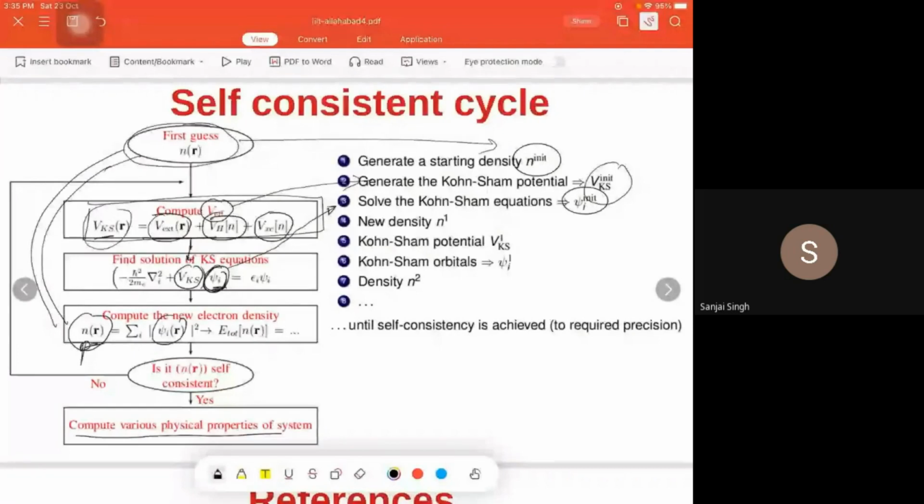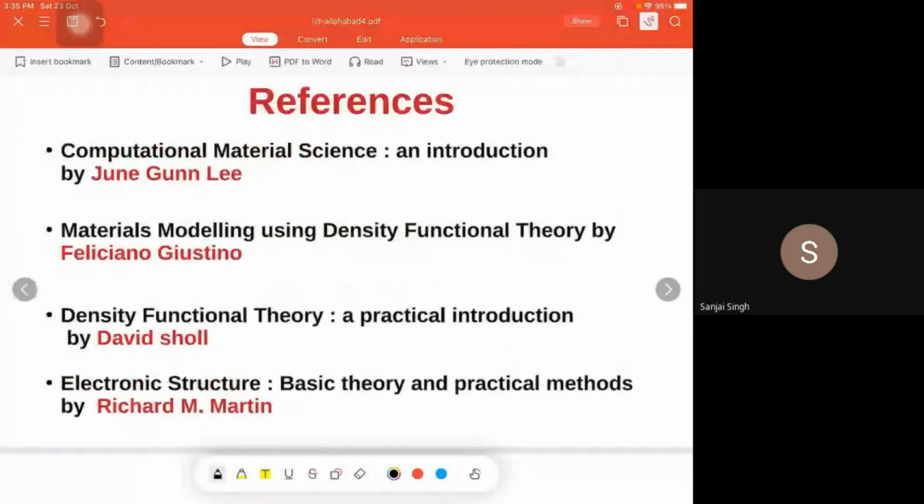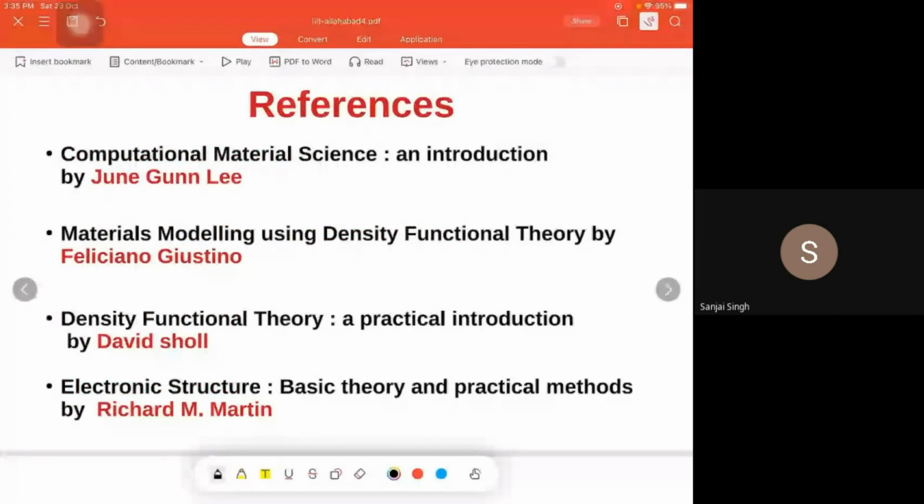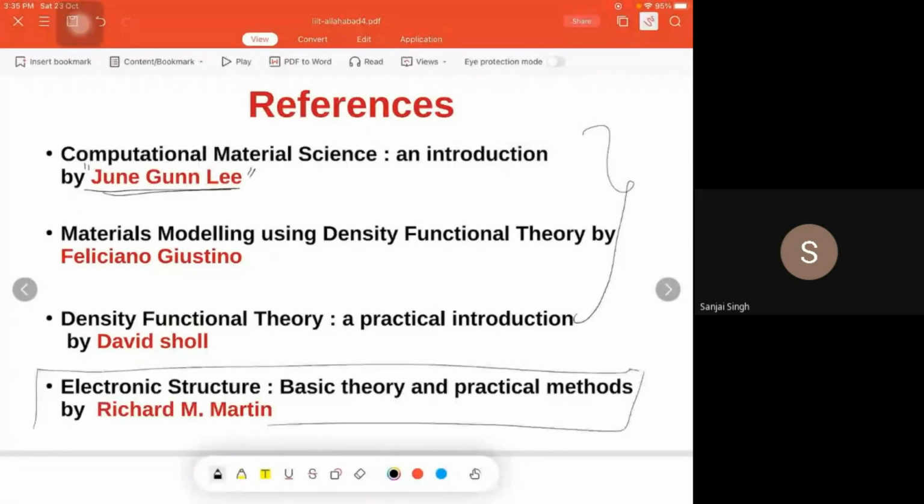Okay, and these are the references which I have used. This is a very nice book. All the pictures which I have taken have been taken from this book, and this is also nice. So if you want to stay away from mathematics, use these three things, and this is the advanced DFT text if you want to go into details.